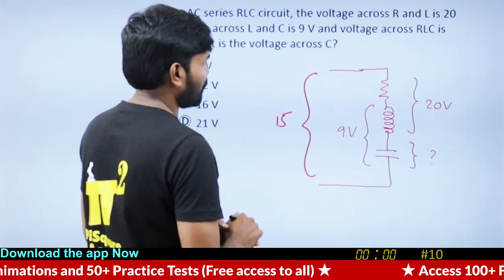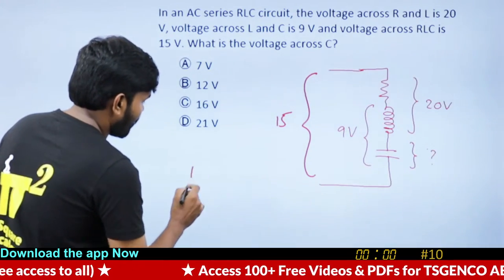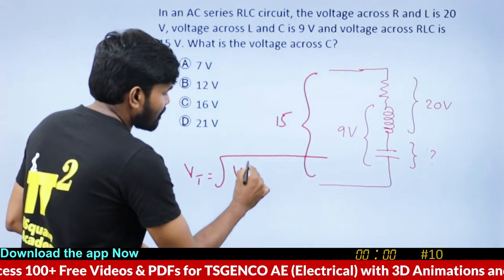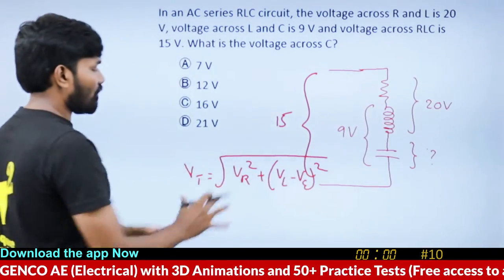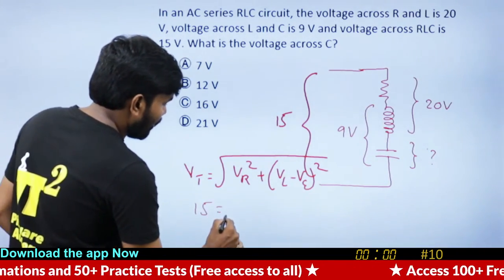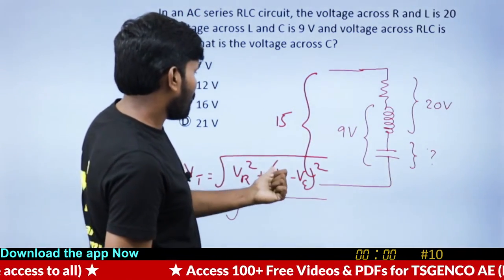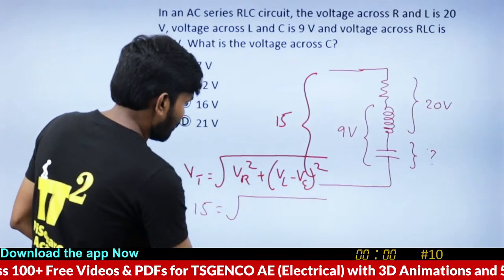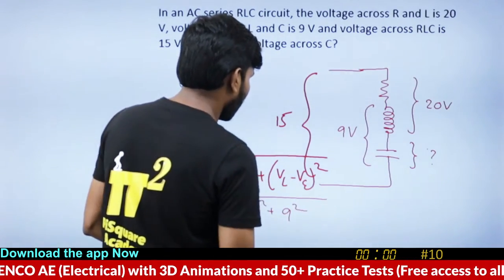Let's go direct method. Why go for elimination at all? So from this, I'm finding total voltage is 15, because I'm writing a formula. Total voltage is equal to the square root of VR square plus (VL minus VC) whole square. This total voltage is given as 15 in your case. VR is not known to you. VL is not known to you. VL minus VC is known to you. So VR square is unknown, I'm keeping it as it is. VR square plus (VL minus VC) is 9 square. Keep this 9 square.